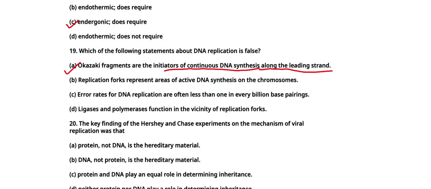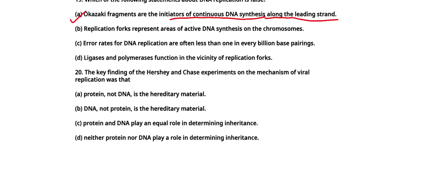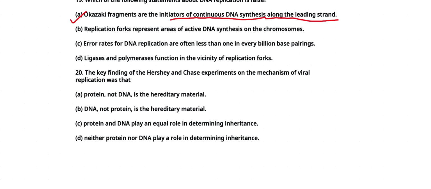Our last question is, the key finding of the Hershey and Chase experiment on the mechanism of viral replication was that protein, not DNA, is the hereditary material; DNA, not protein, is the hereditary material; protein and DNA play an equal role in determining inheritance; or neither protein nor DNA plays a role in determining inheritance. So answer will be B, that is DNA, not protein, is the hereditary material.